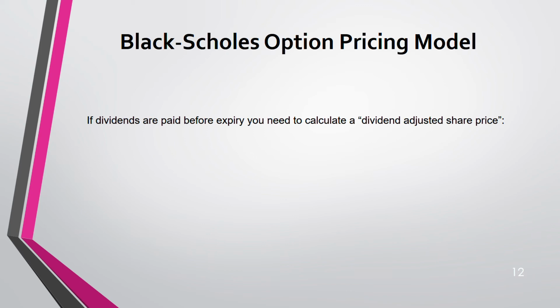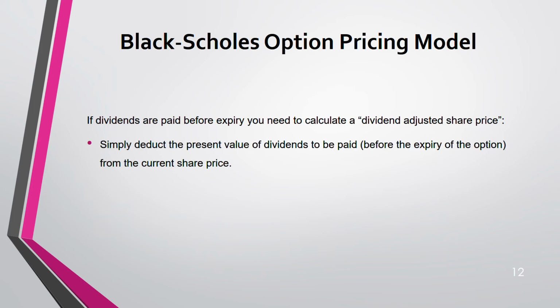Now, we assume dividends are not paid, but what if dividends are paid before that expiry? If dividends are paid before expiry, you need to calculate a dividend adjusted share price. You have to adjust it with dividend. How do you do it? Simply deduct the present value of dividends to be paid from the current share price. Normally you deduct dividend from share price; here, do the same thing. Find the present value of dividend and deduct it from the current share price before the expiry of the option.